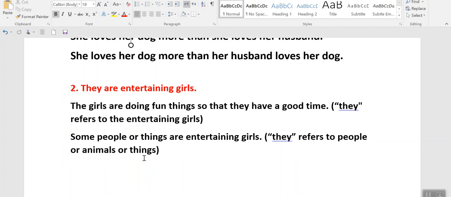Comedians, because we use a pronoun, that's why it is ambiguous. They may refer to what? To people, some people, some persons. Okay, some boys are entertaining girls, some animals are entertaining girls, or certain things are entertaining girls. I hope it is very clear, and at the end of the chapter you have some examples you can read. They are very, very important. Okay, if you have any questions you can ask. Thank you so much.